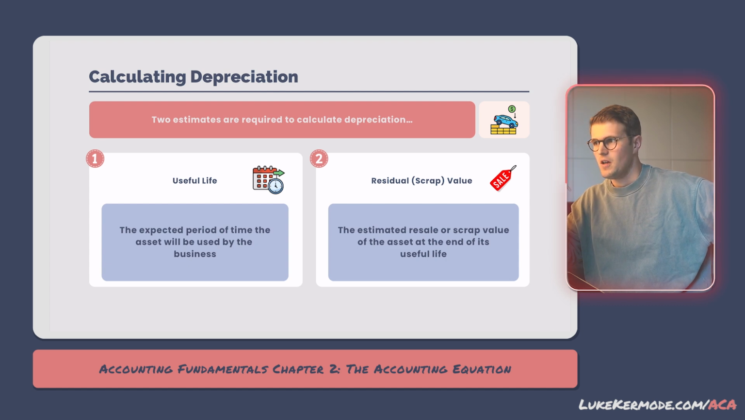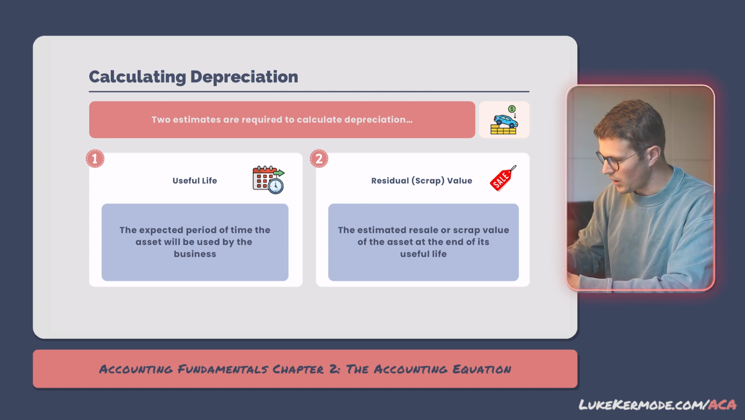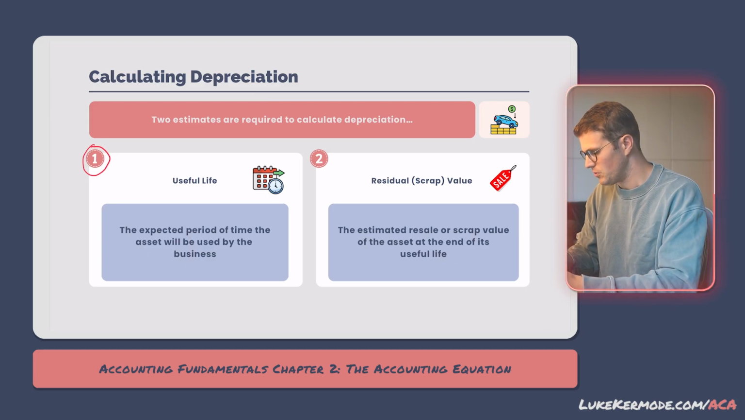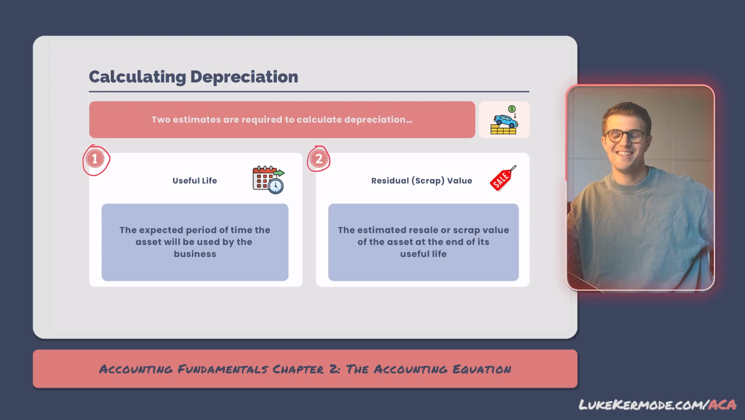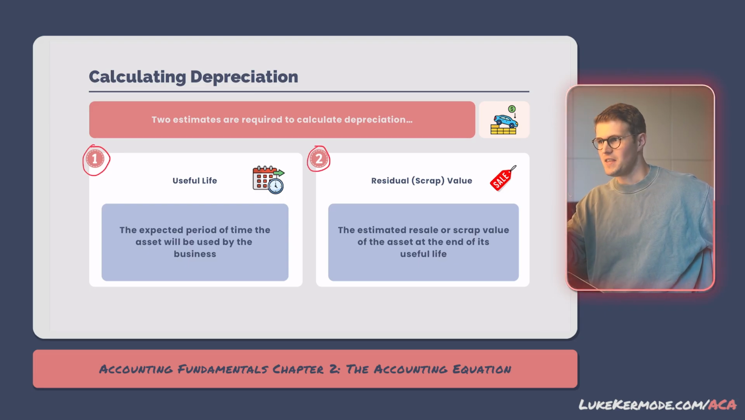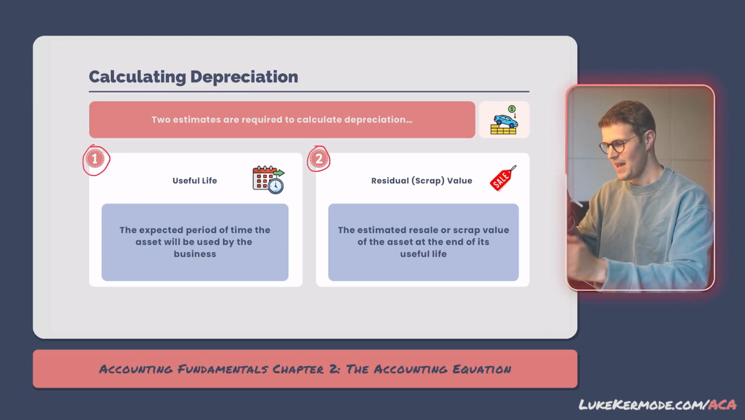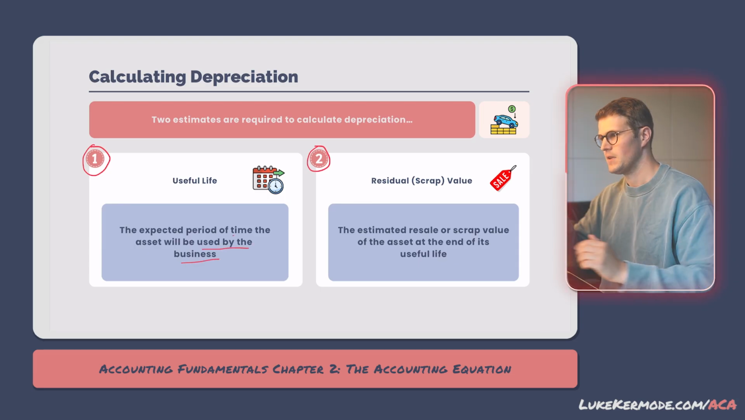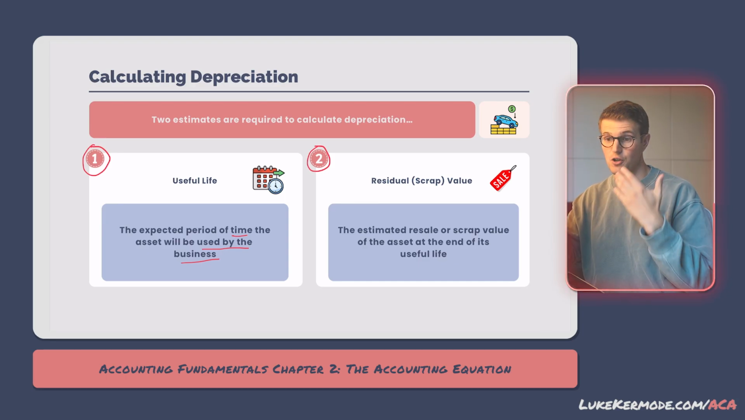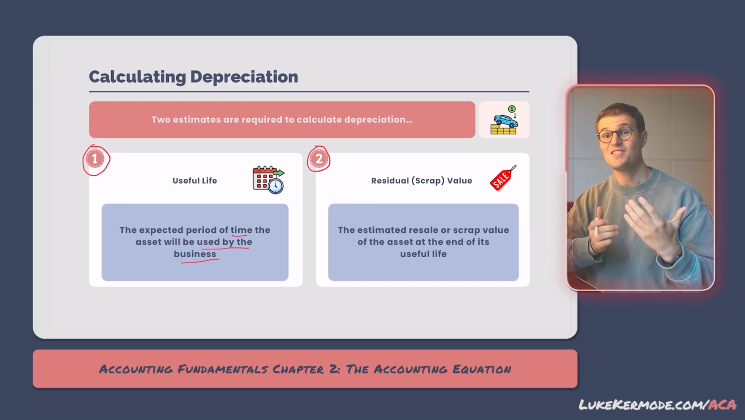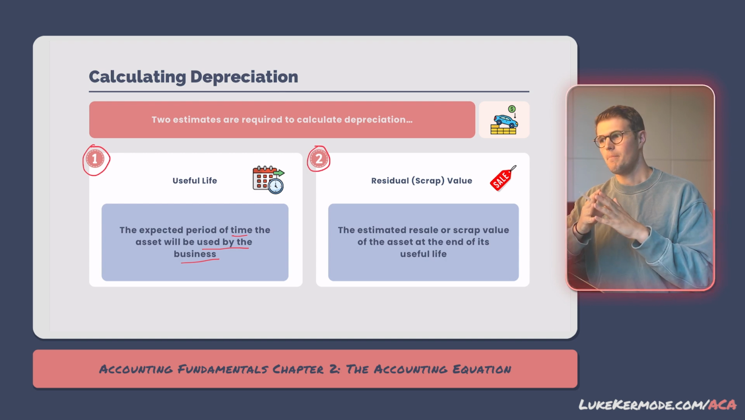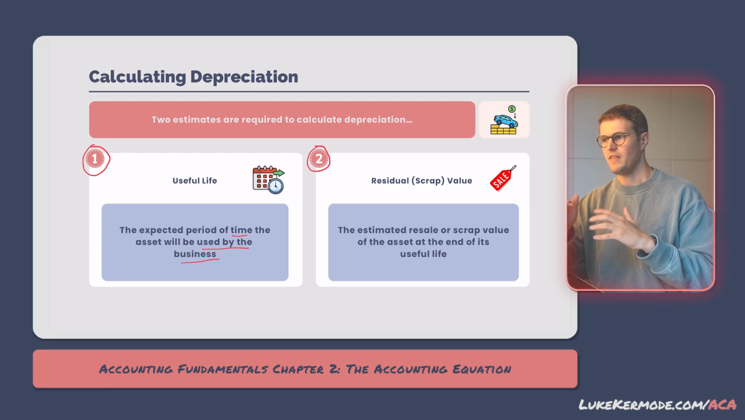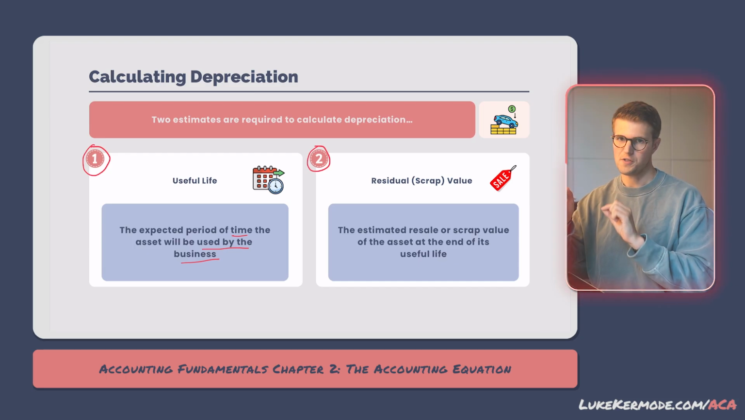There are two elements that we need to consider. One, the useful life of the asset, and two, its residual value, sometimes called scrap or disposal value. The useful life is the time period over which the business expects to use the asset. Not necessarily how long the asset could survive, but how long the business intends to use it for. For example, a delivery van might physically last for 10 years, but if the business plans to replace it after 5 years, then the useful life for accounting purposes would be 5 years, not 10 years.